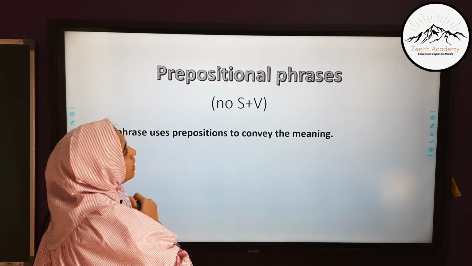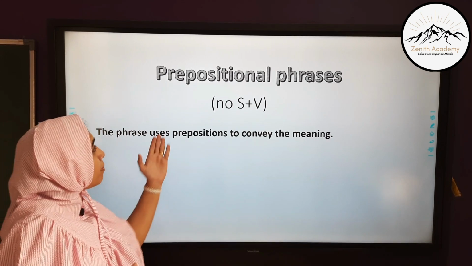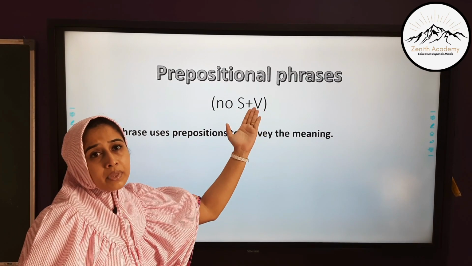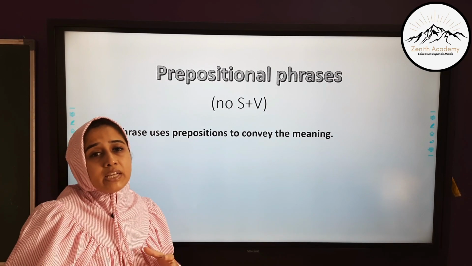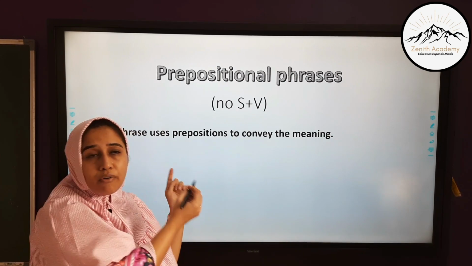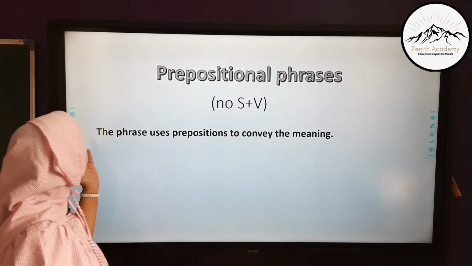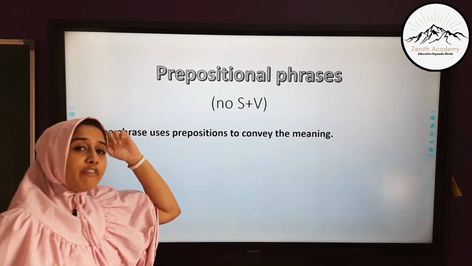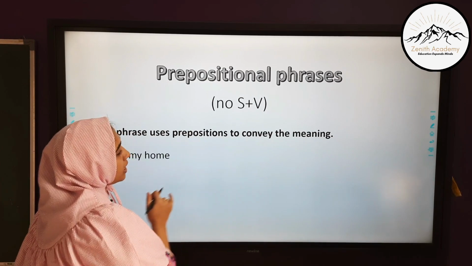Let's move ahead to the next and the last type of phrases, that is prepositional phrase. Now preposition, the word itself says showing position. So preposition conveys that when we use this phrase, we are showing the position of a particular noun, subject. The subject obviously will be missing because there is no subject-verb combination in the phrase. The phrase uses prepositions to convey the meaning. Like in the very first slide we saw near the bed. Let's go see a few more examples.